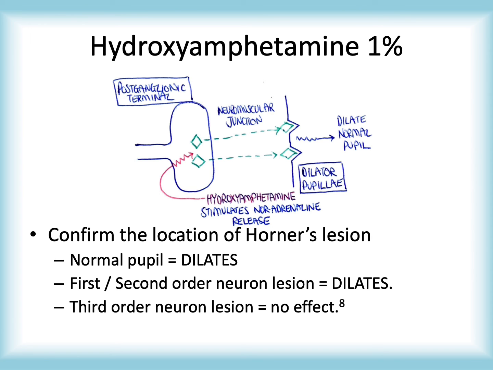Hydroxyamphetamine use can help confirm the location of the lesion. For first or second order lesions, the Horner pupil dilates. However, a third order lesion will not release noradrenaline and will not dilate. But in an age where we can image the entire oculosympathetic pathway, hydroxyamphetamine use has now become outdated.